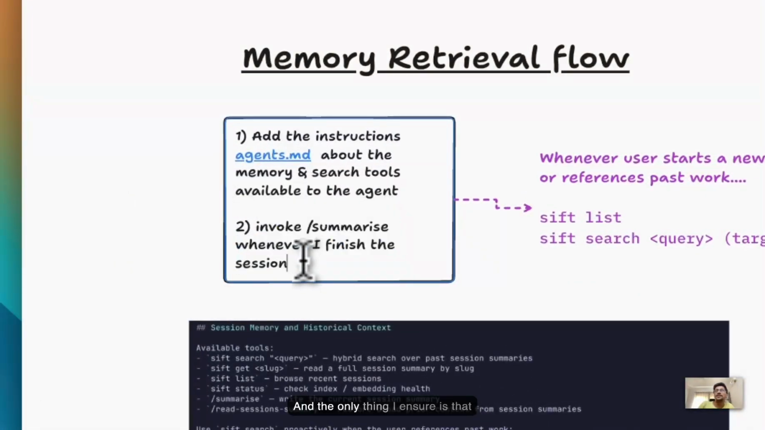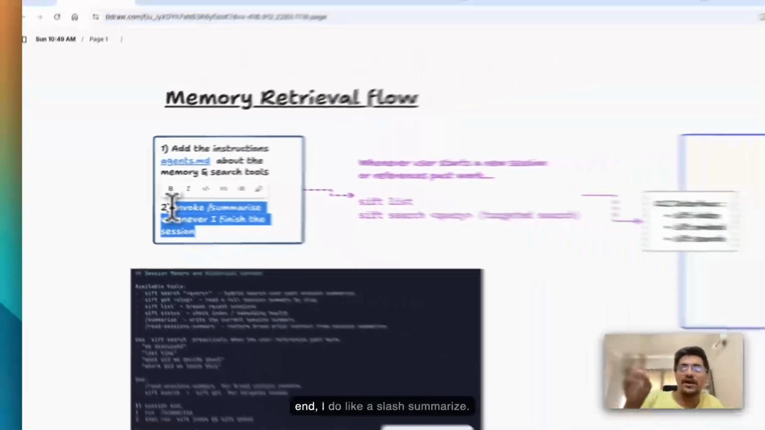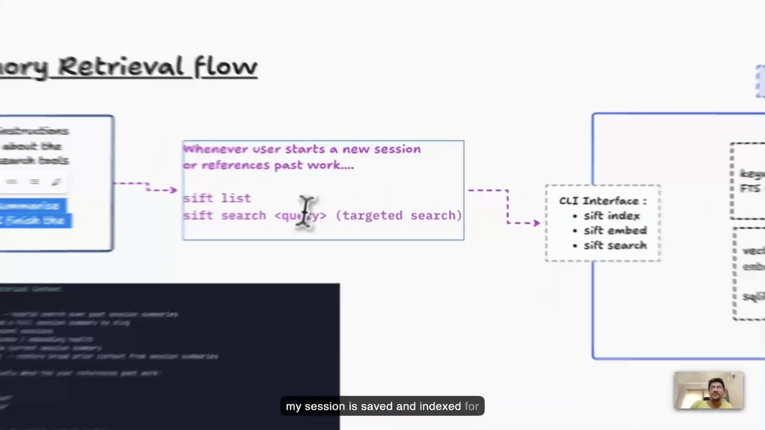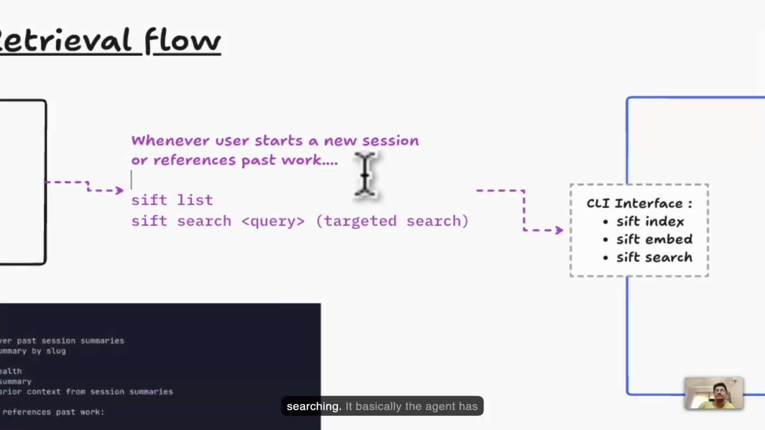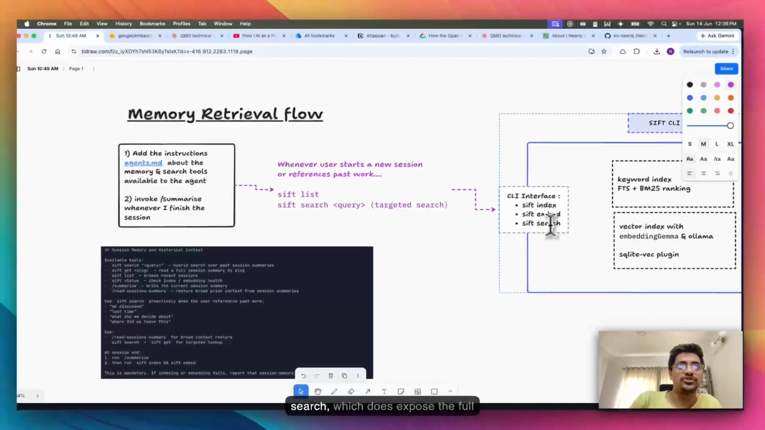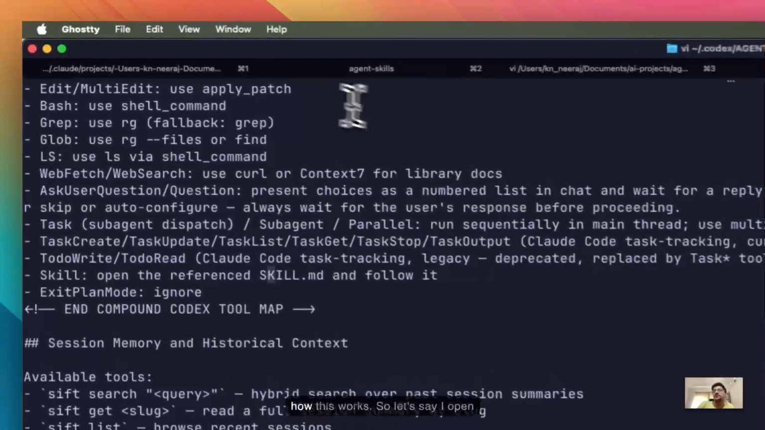So this is what I've added here. And the only thing I ensure is that whenever I end a session, before I end, I do a slash summarize. Right now it's manual because there's no hook which tells when the user is going to end the session, but I do this slash summarize, and my session is saved and indexed. For searching, the agent has all the tools available, like sift search, which does expose the full hybrid search. So let me show you how this works.